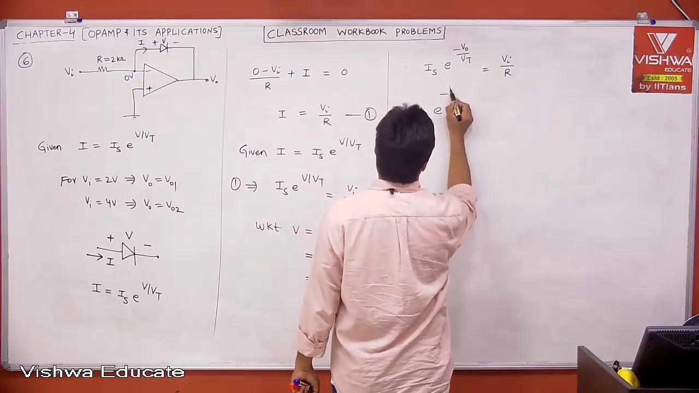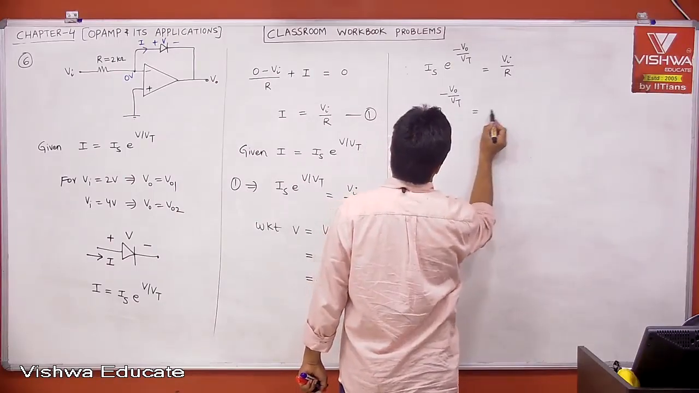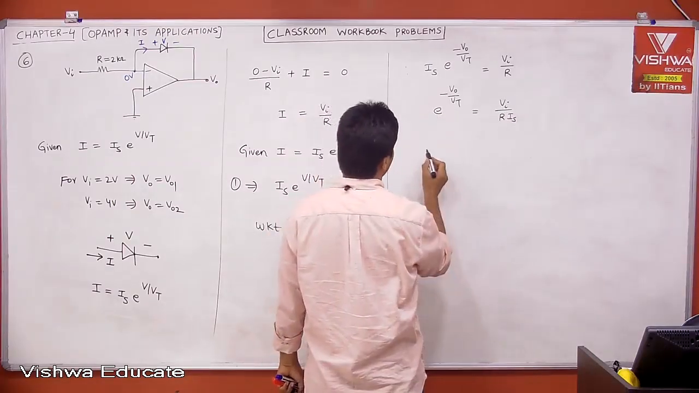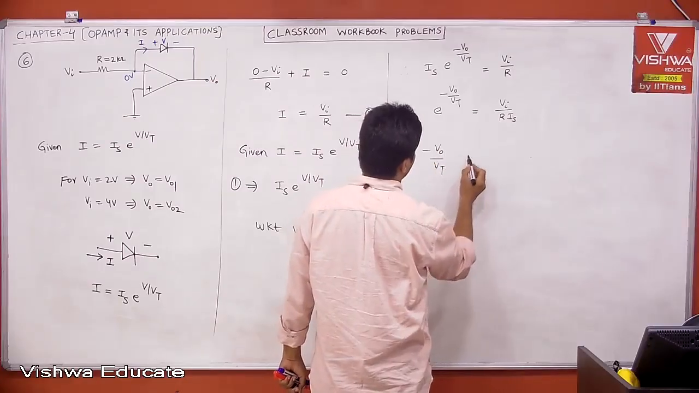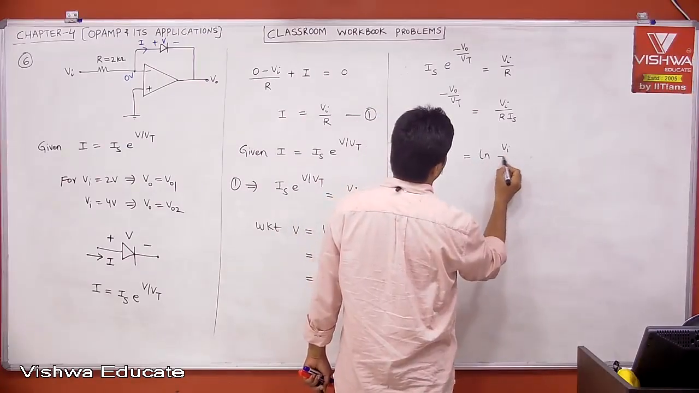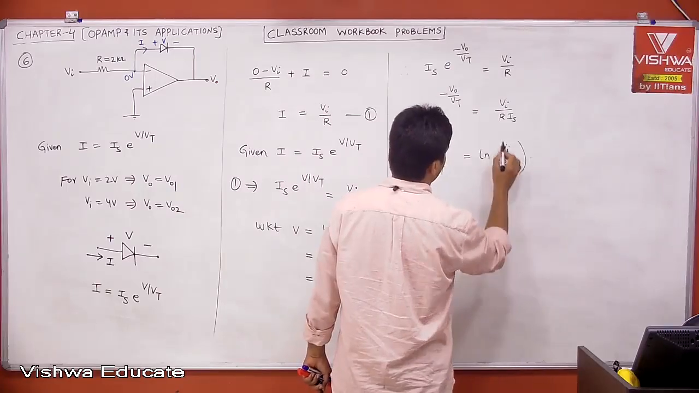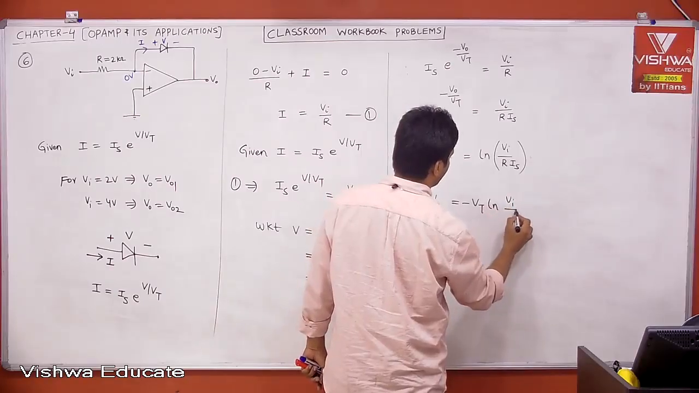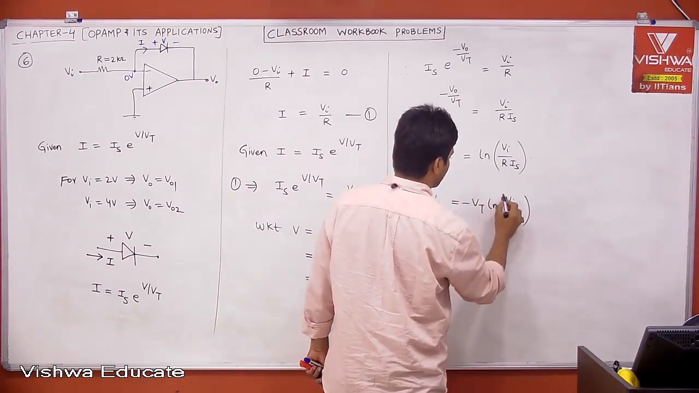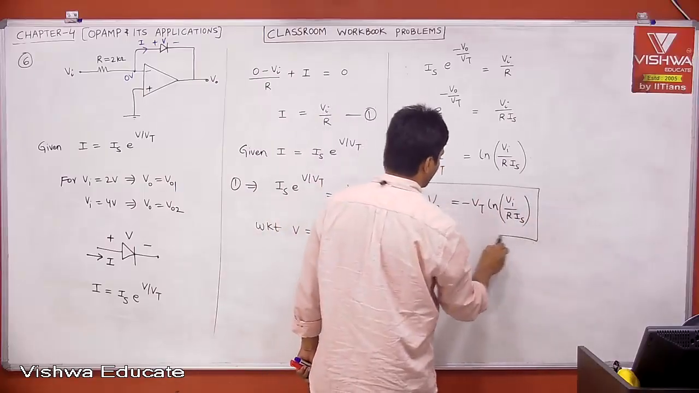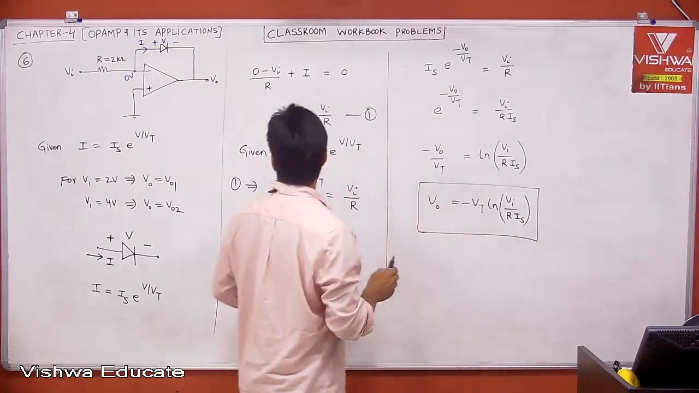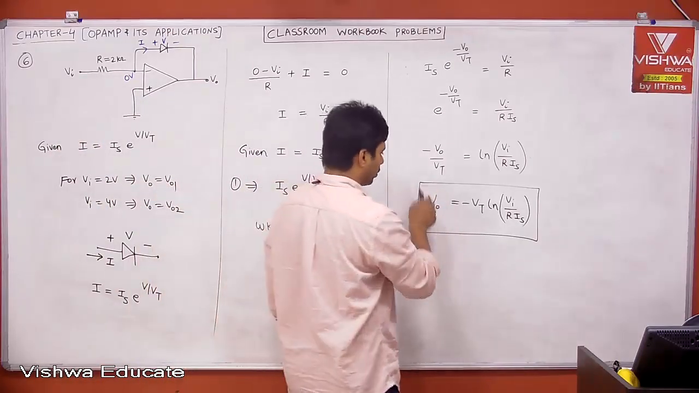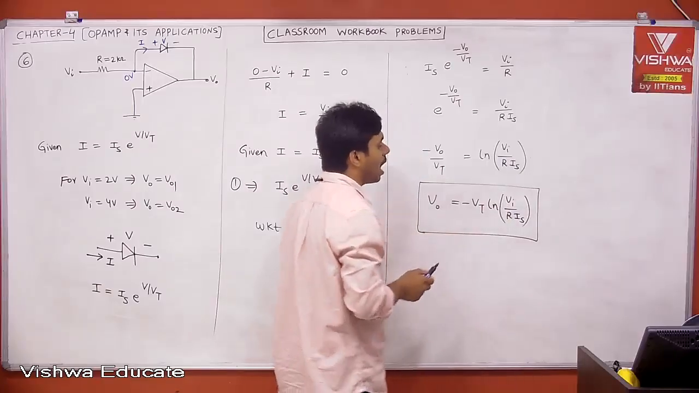Then e to the power of minus V naught divided by Vt is equal to Vi divided by R into Is. Then apply natural logarithm, then you will get minus V naught divided by Vt is equal to ln of Vi divided by R into Is. Then what is V naught? Therefore, V naught is equal to minus Vt ln Vi divided by R into Is. This is your output voltage. Don't bother about the negative sign because input is applied at the inverting terminal. That's why your output is inverted with respect to Vi. That is fine. If you take only the magnitude, Vt ln Vi divided by R into Is.